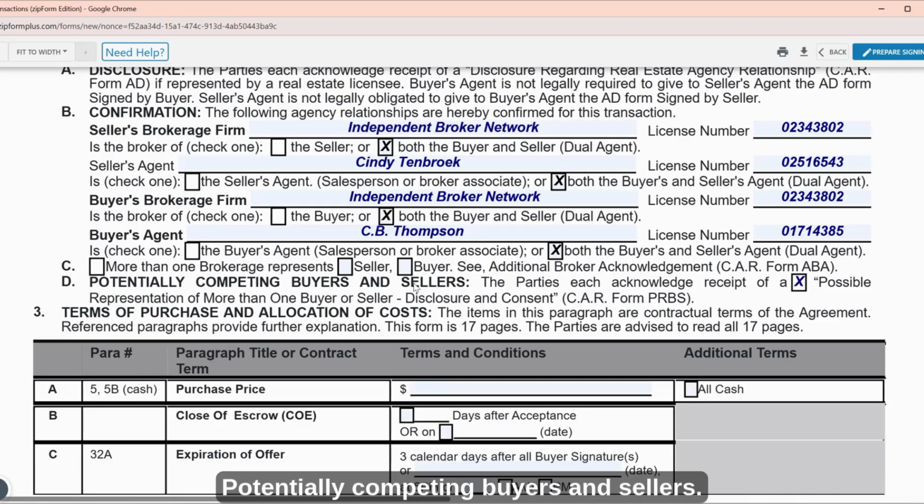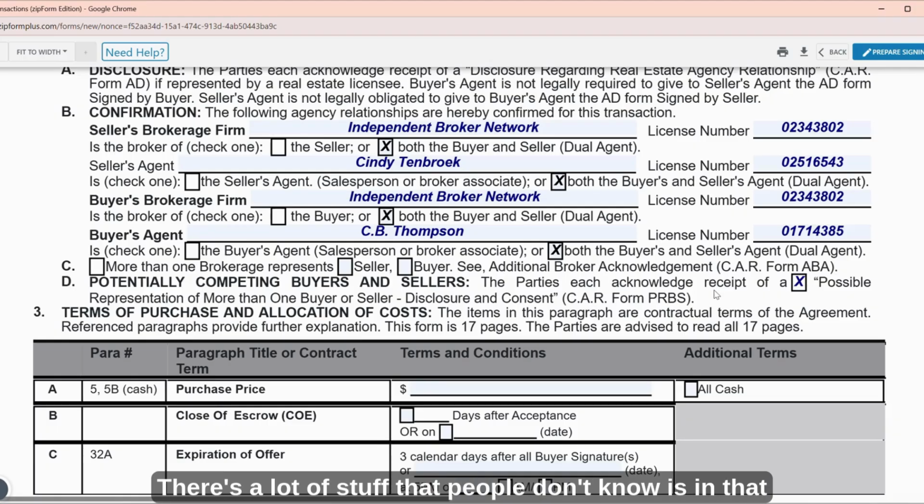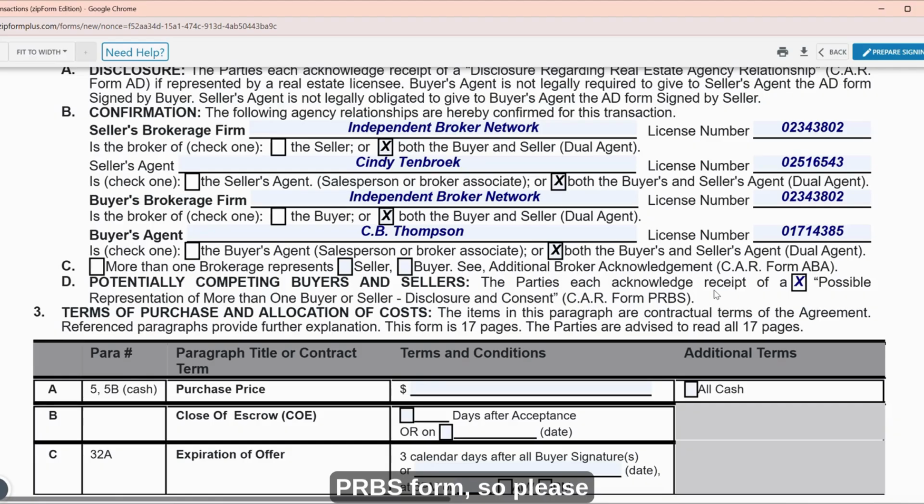Potentially competing buyers and sellers. The parties each acknowledge receipt of the possible representation of more than one buyer and seller, the PRBS form. There will be a video on that later. There's a lot of stuff that people don't know is in that PRBS form, so please do watch the PRBS video. And that's it for section 2.